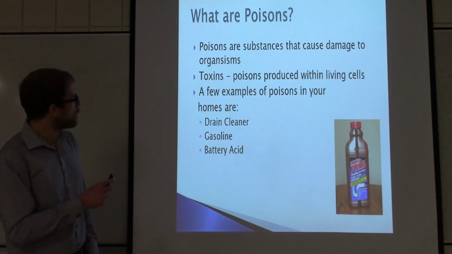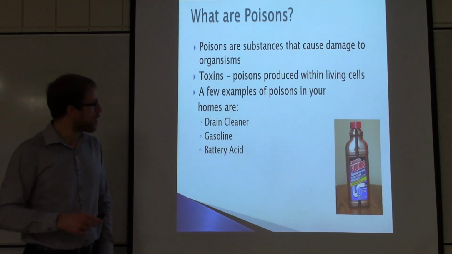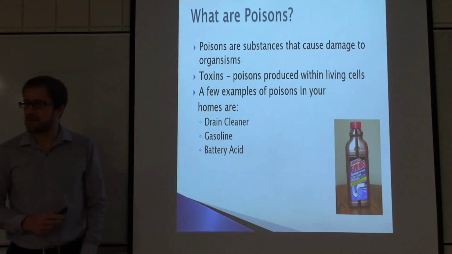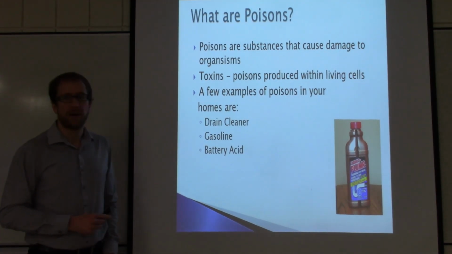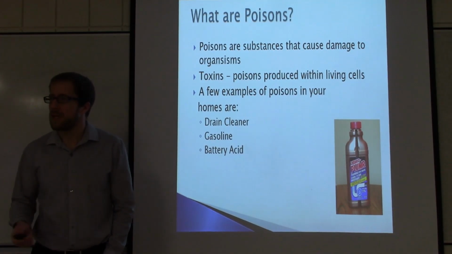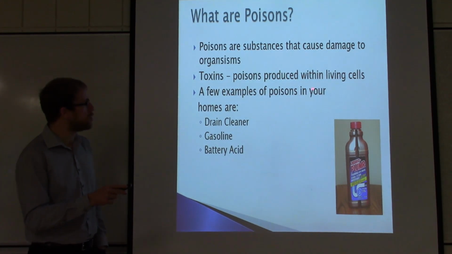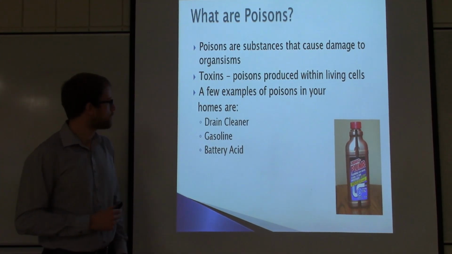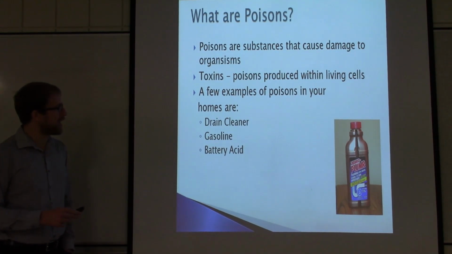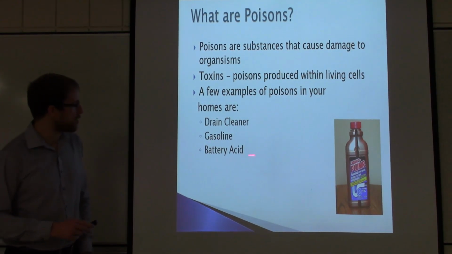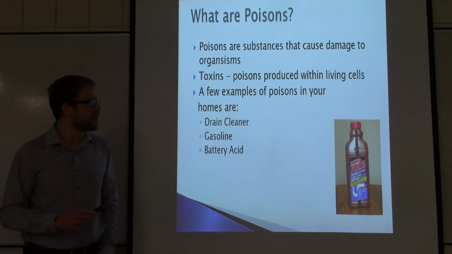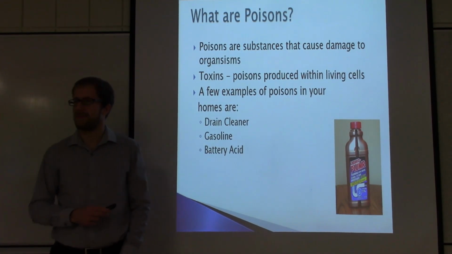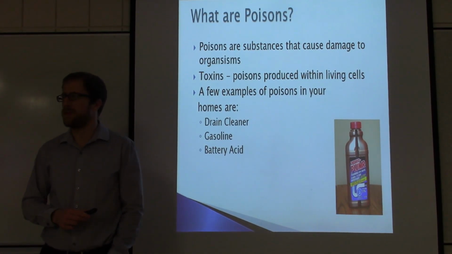Now, people often confuse the words poison and toxin. Toxins are substances that are poisonous. They do damage to living things. But toxins are produced by living organisms. So some examples of poisons in your home are drain cleaner, gasoline, battery acid. Does anybody have an example of a toxin? Something produced by a living thing?